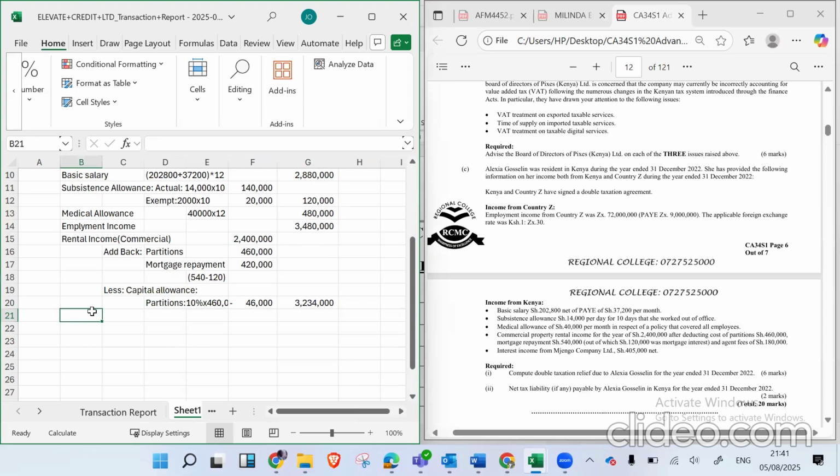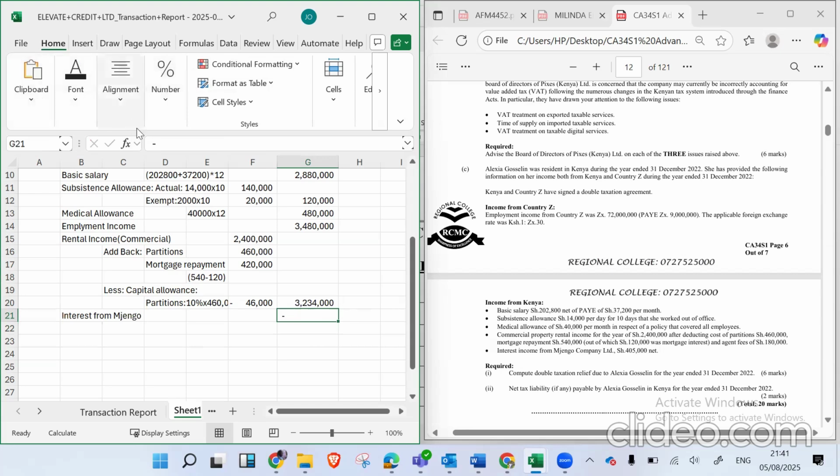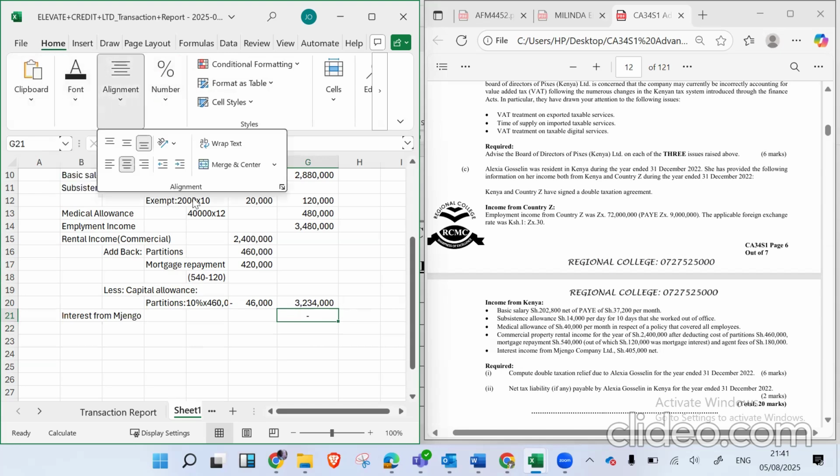We also had some other income, interest from mjengo. So hapa lazima tuweke tu dash. It's an individual receiving that interest, not a company. Interest must be received by a company for it to be under other incomes. Otherwise, this is an individual. The individual needs dividends from cooperative society other than a SACCO.